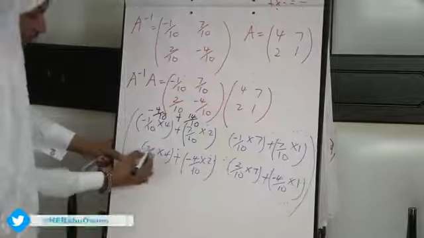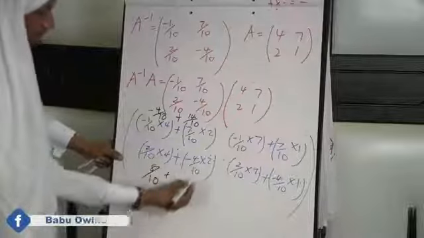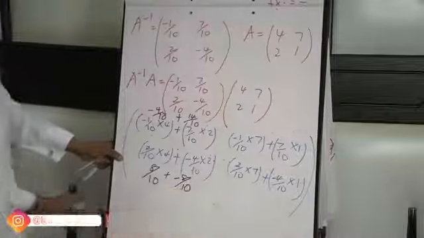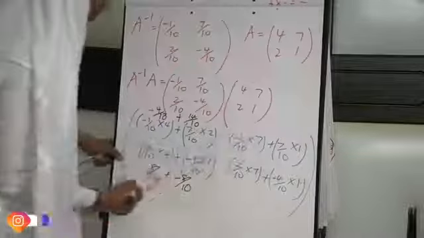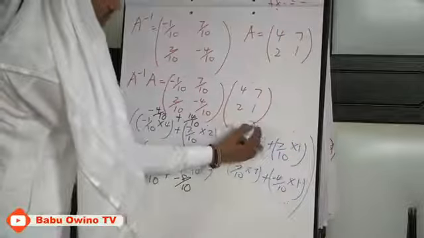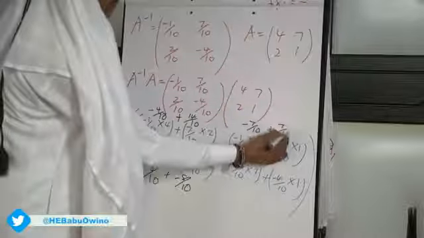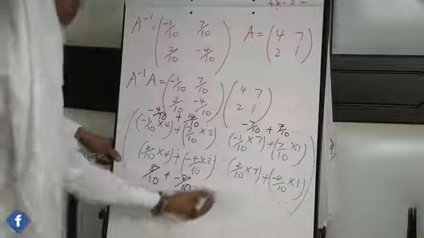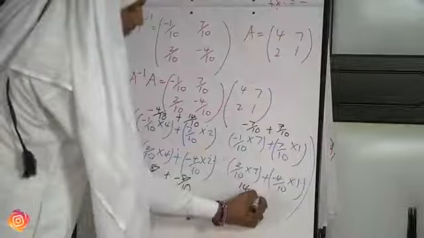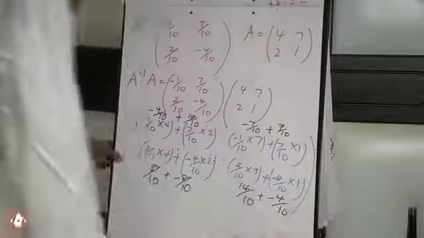Then here 2 over 10 times 4 is 8 over 10 plus minus 4 over 10 times 2 is minus 8 over 10. This one: minus 1 over 10 times 7 is minus 7 over 10 plus 7 over 10 times 1 is 7 over 10. Then lastly 2 over 10 times 7 is 14 over 10 plus minus 4 over 10 times 1 is minus 4 over 10.